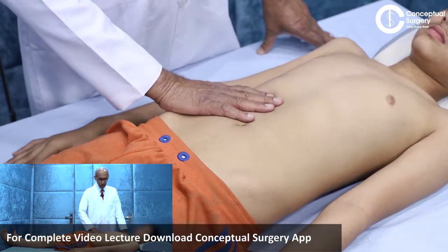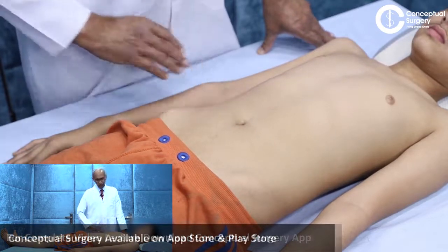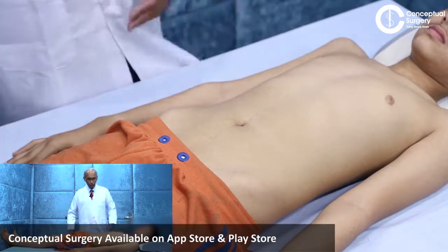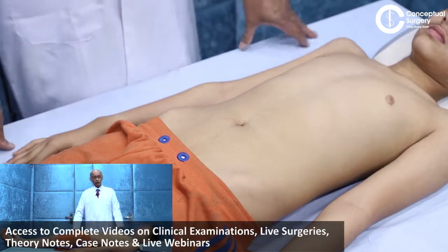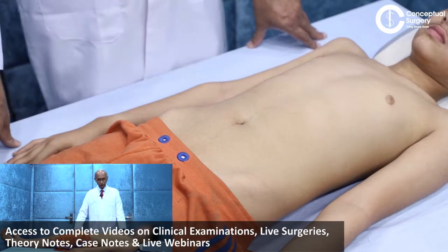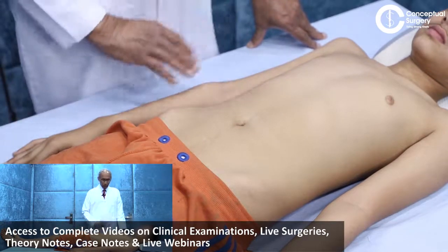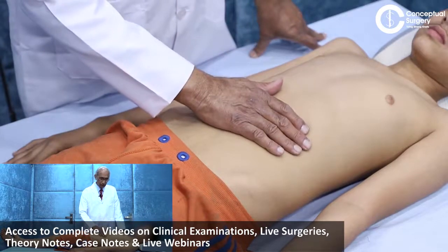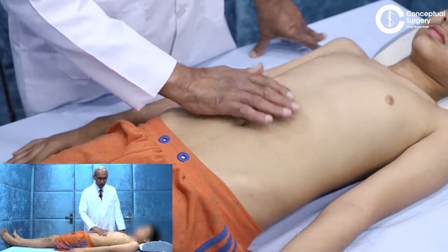See for the presence of enlargement, see for the surface, see for the consistency, see whether it is smooth or not, whether there are any nodules. So all these findings have to be checked when you're examining the liver. Now, similarly about the spleen. The spleen is on the left side, so you start the palpation from the left side.